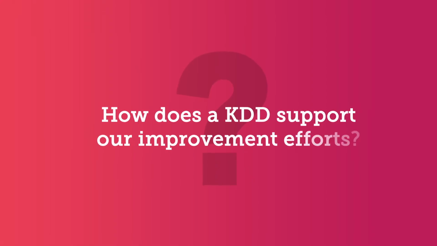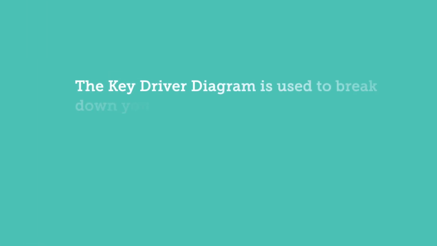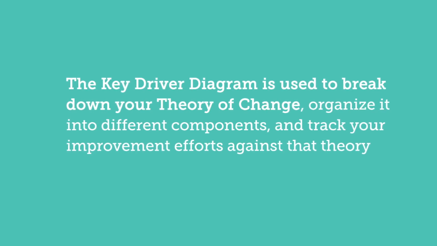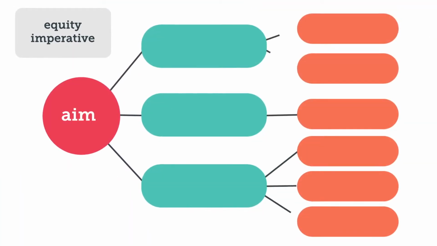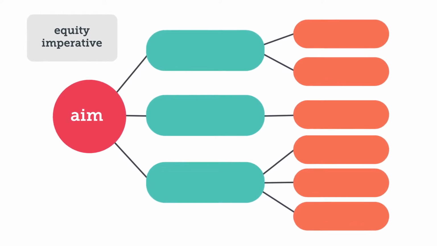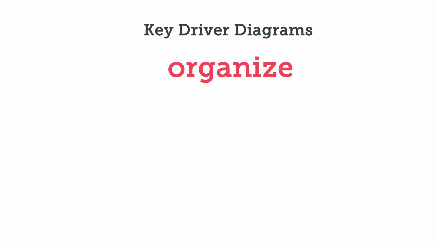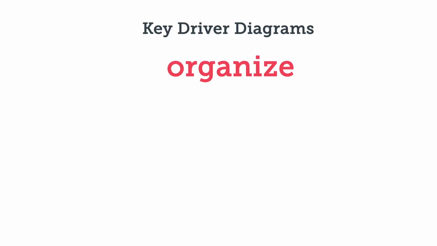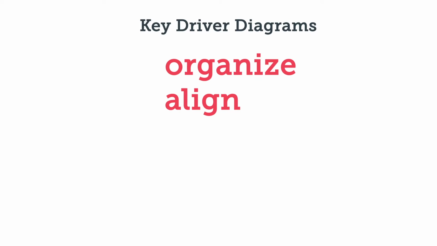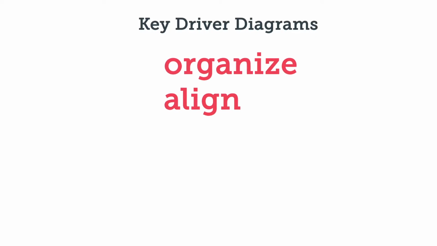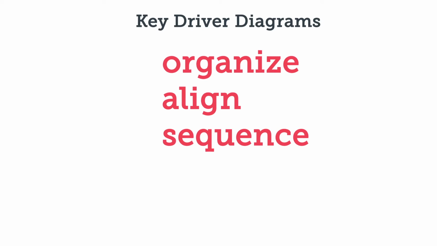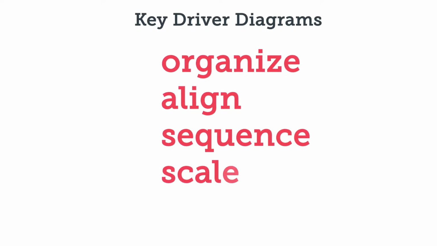How does a KDD support our improvement efforts? The key driver diagram is used to break down your theory of change, organize it into different components, and track your improvement efforts against that theory. Given the complexity of improvement initiatives, no matter the scale, your KDD provides a framework to help ensure community-driven success. At a high level, the KDD organizes your key theories for improvement and the corresponding interventions so participants can find an entry point to start learning and improving. It aligns those working on the improvement project around a common understanding of how their efforts impact their outcomes, which supports distribution of leadership. It is a living document that helps your team sequence the work and visualize where more needs to be done. And it documents learning so it can be scaled elsewhere.